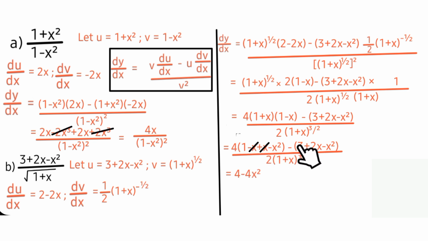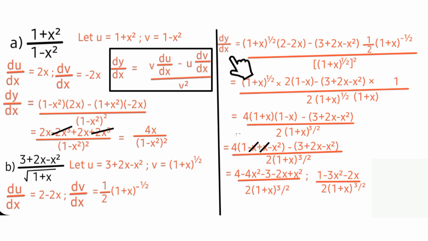Here we have plus 3. But remember that plus times minus is minus, so our 3 changes to minus 3. Minus times plus 2x. Minus times minus x squared. Now let's collect like terms. We have 4 minus 3 minus 4x squared plus x squared, and then minus 2x over this value. So our dy by dx is this.